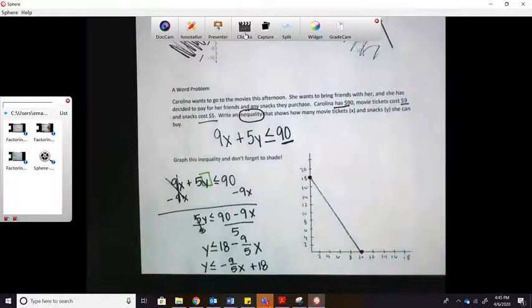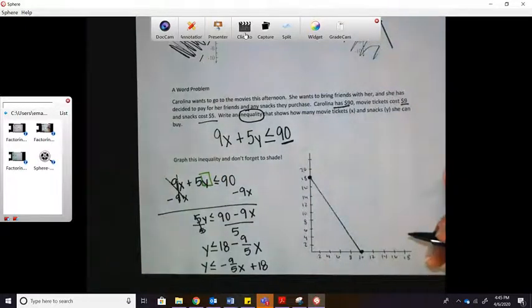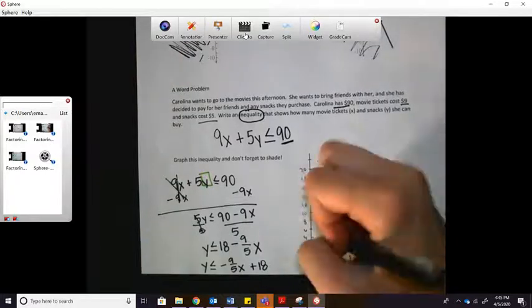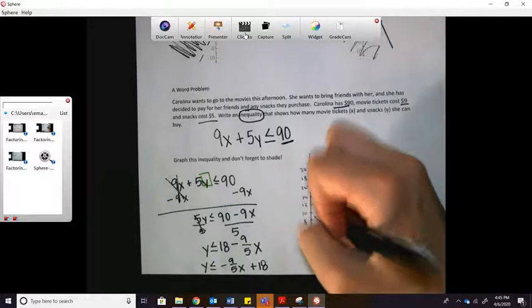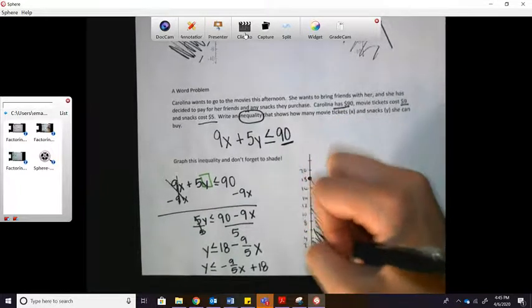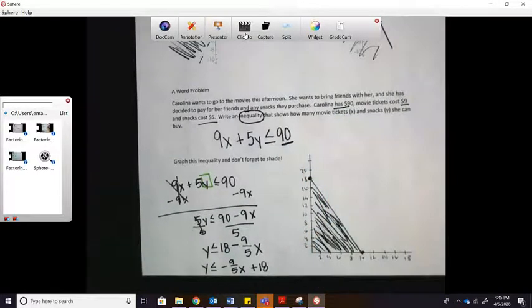And then I'm going to shade. So it is a less than symbol, which means I want to be underneath, which makes sense. We don't want to be over $90. So we're going to shade down here. And any of these points down here would be a solution.